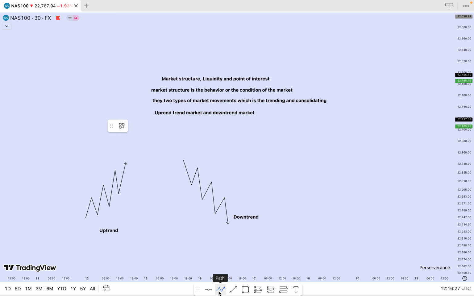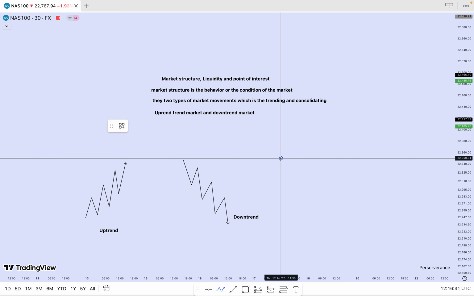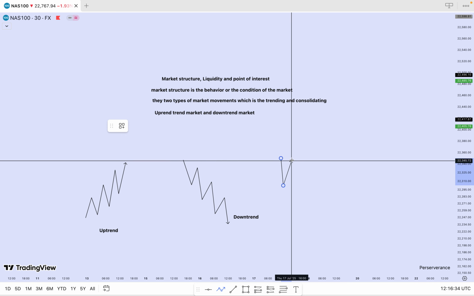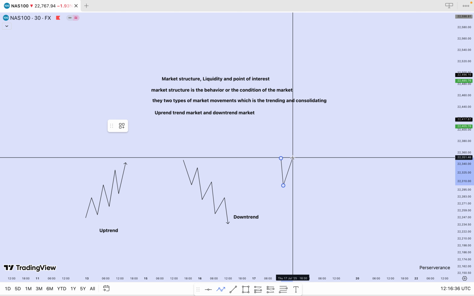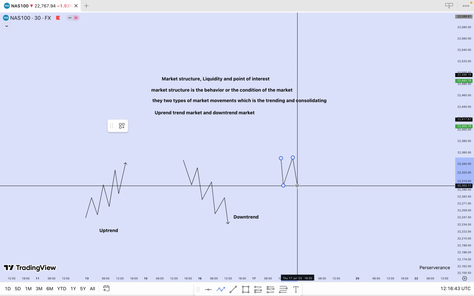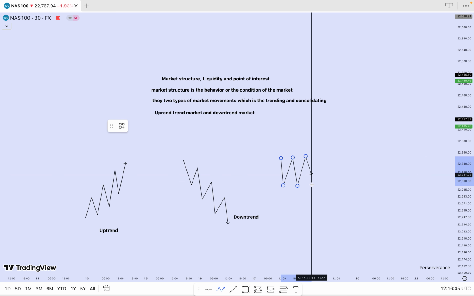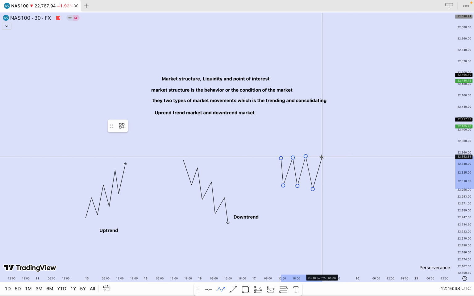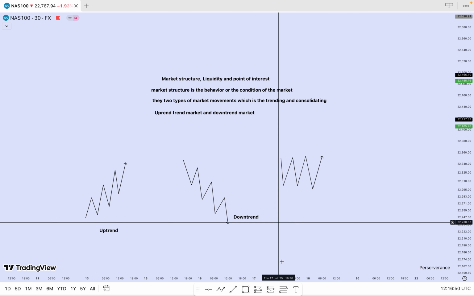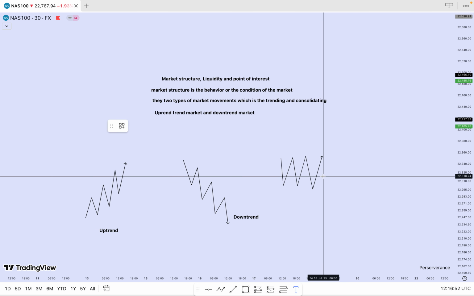And then if price is in a consolidating market or a ranging market, it's more like the market is not really moving in a straight line. It's not moving in an uptrend or a downtrend. It's just consolidating, moving from point A to point B. This is how to identify a consolidating or ranging market.